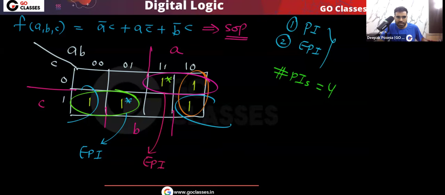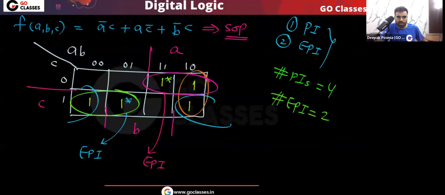Now, is there any other one cell which is covered uniquely by a PI? You can see this one cell is actually covered by two PIs, the green PI and the blue PI. This other one cell is also covered by two PIs, this blue PI and this orange PI. So only these one cells are covered by a PI uniquely. So in total we have 2 EPIs.